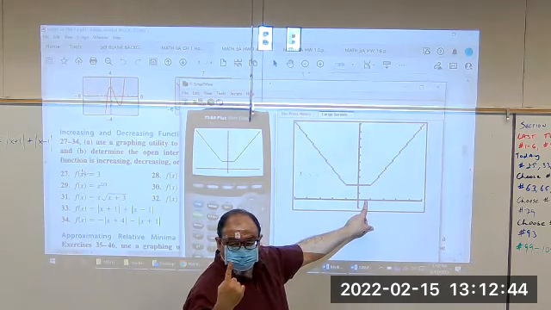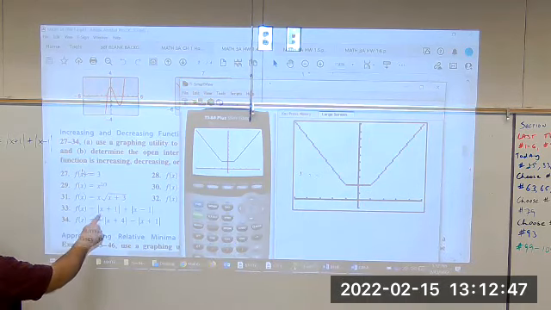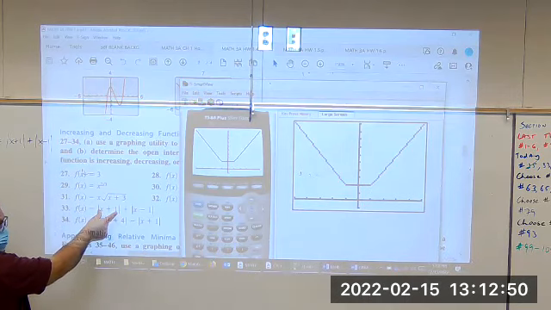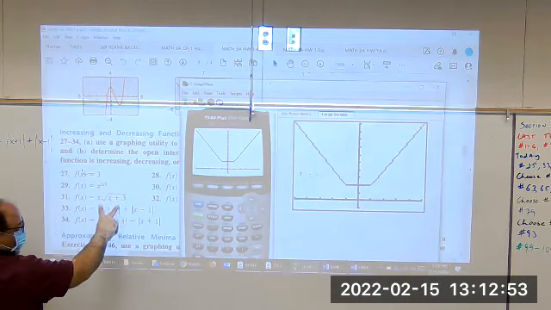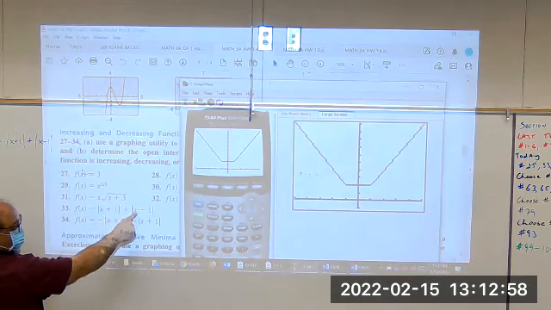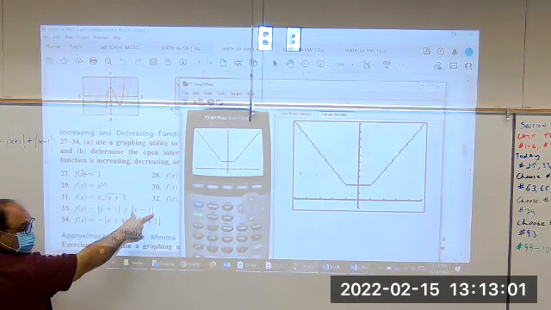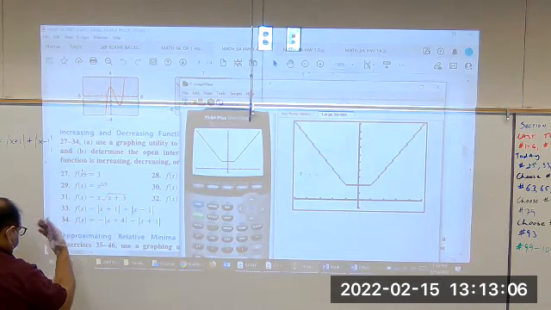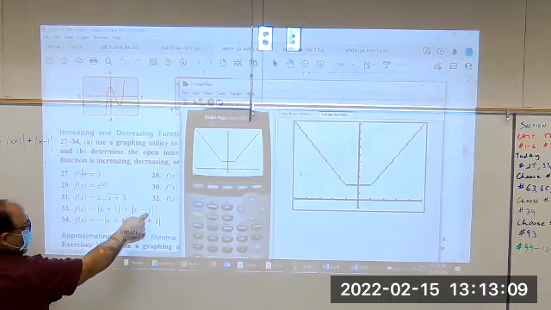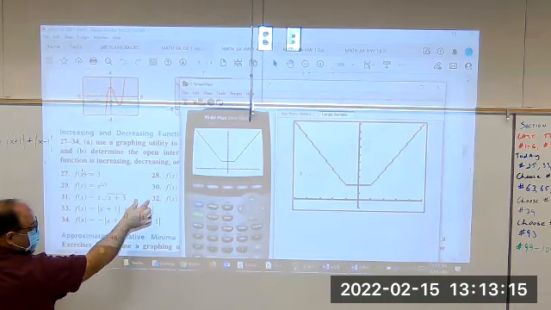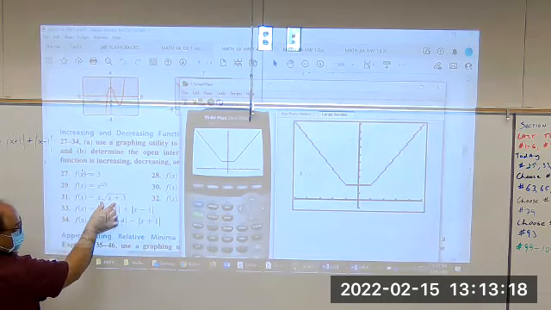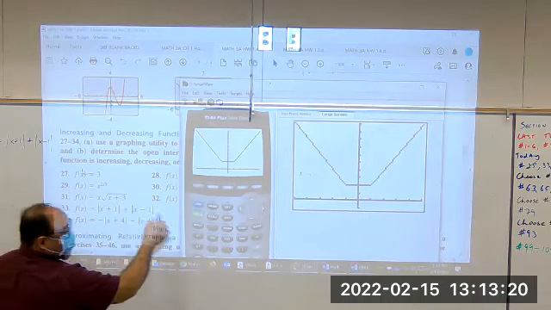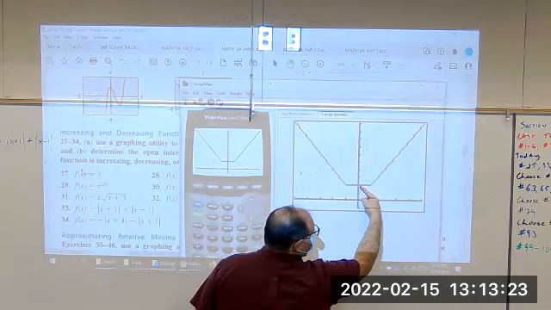If I plug in 1/2, 0.5. 0.5 plus 1 is 1.5. The absolute value of 1.5 is 1.5. 0.5 minus 1 is -0.5, sorry, I messed that up. The absolute value of -0.5 is +0.5. This was 1.5, that's +1.5, adds up to 2 in between.